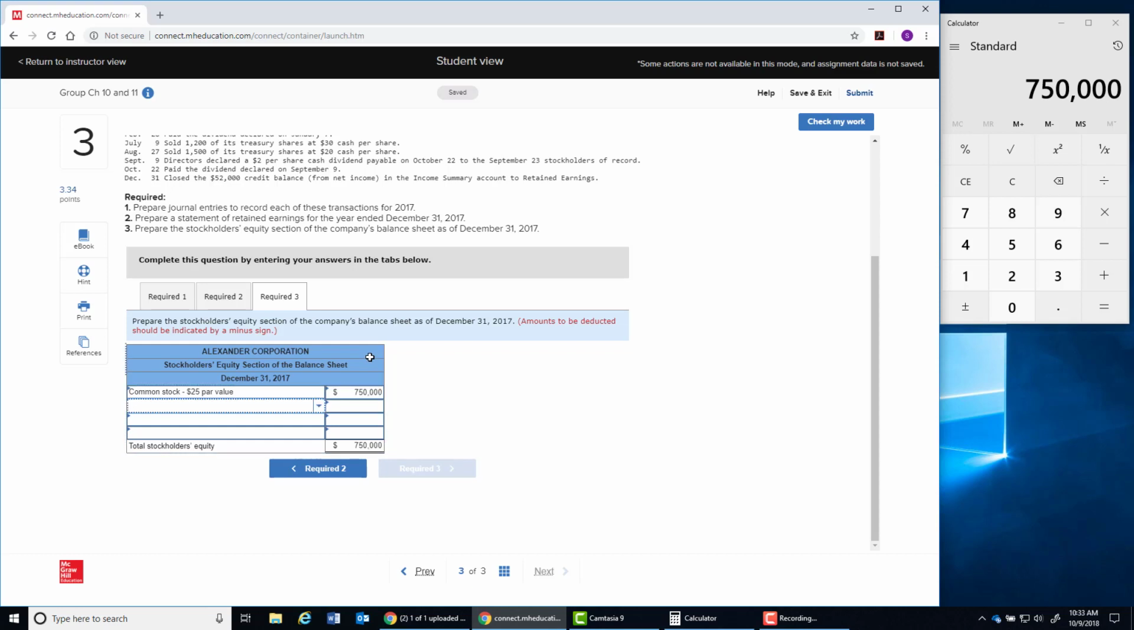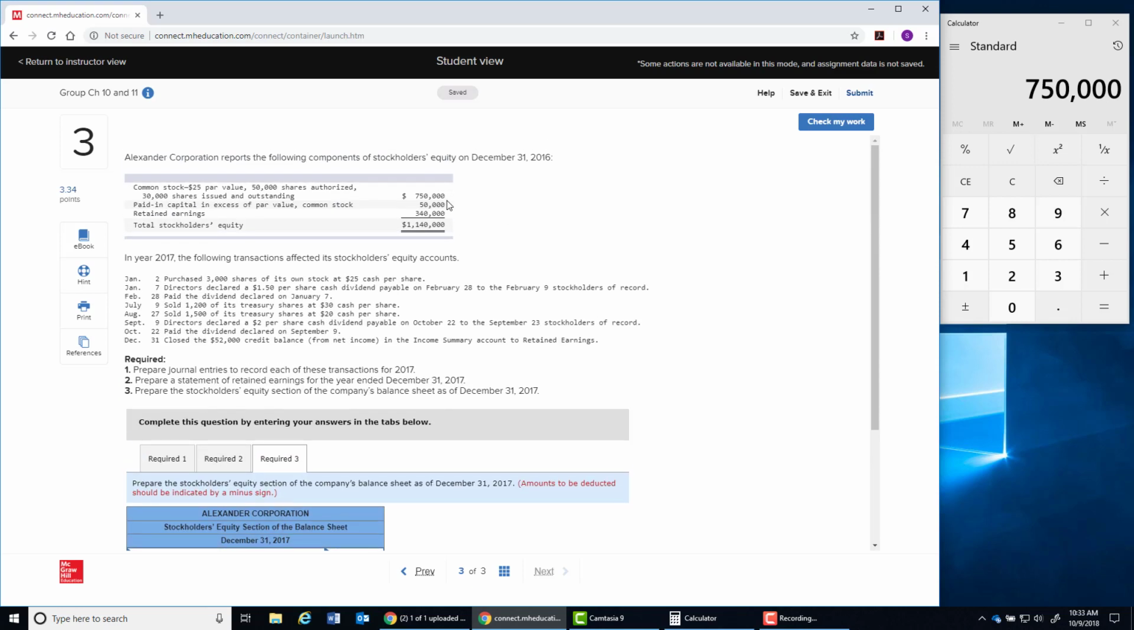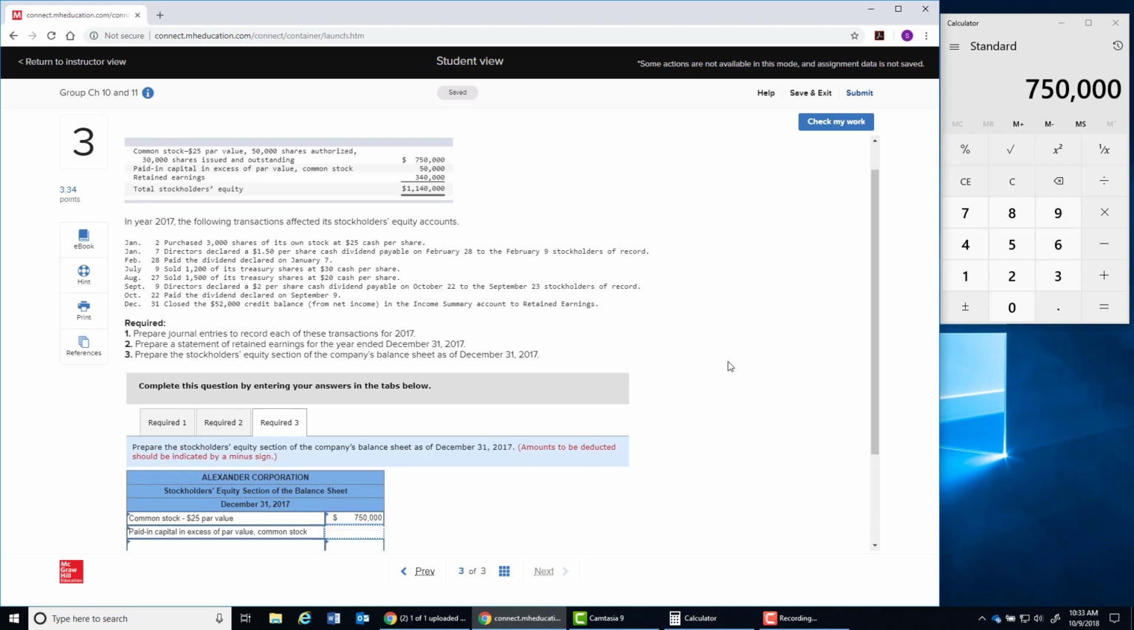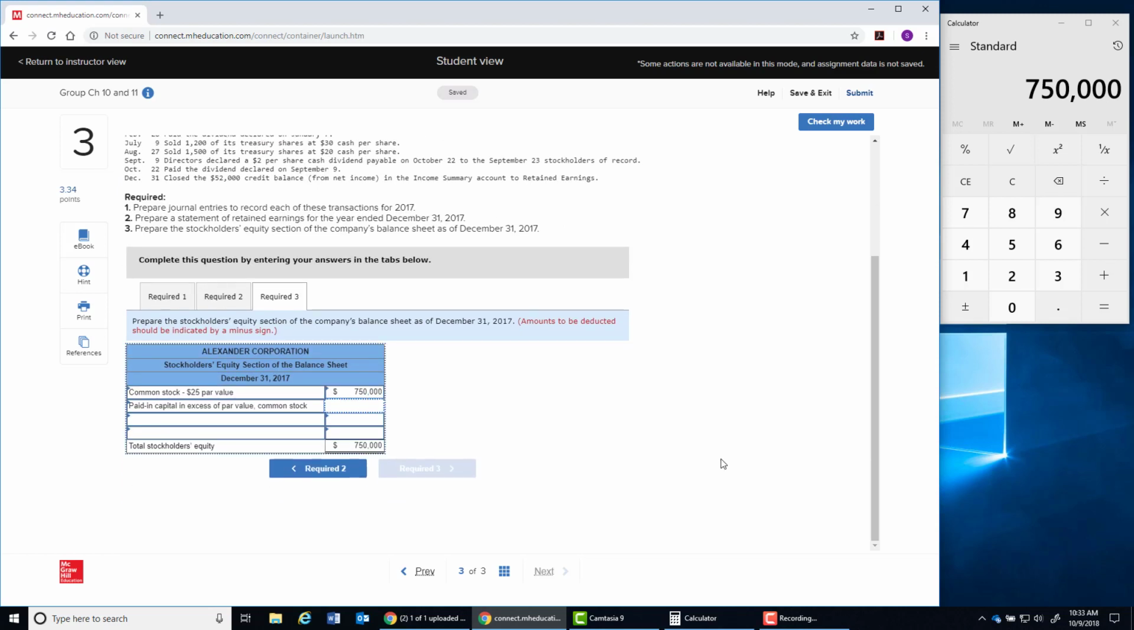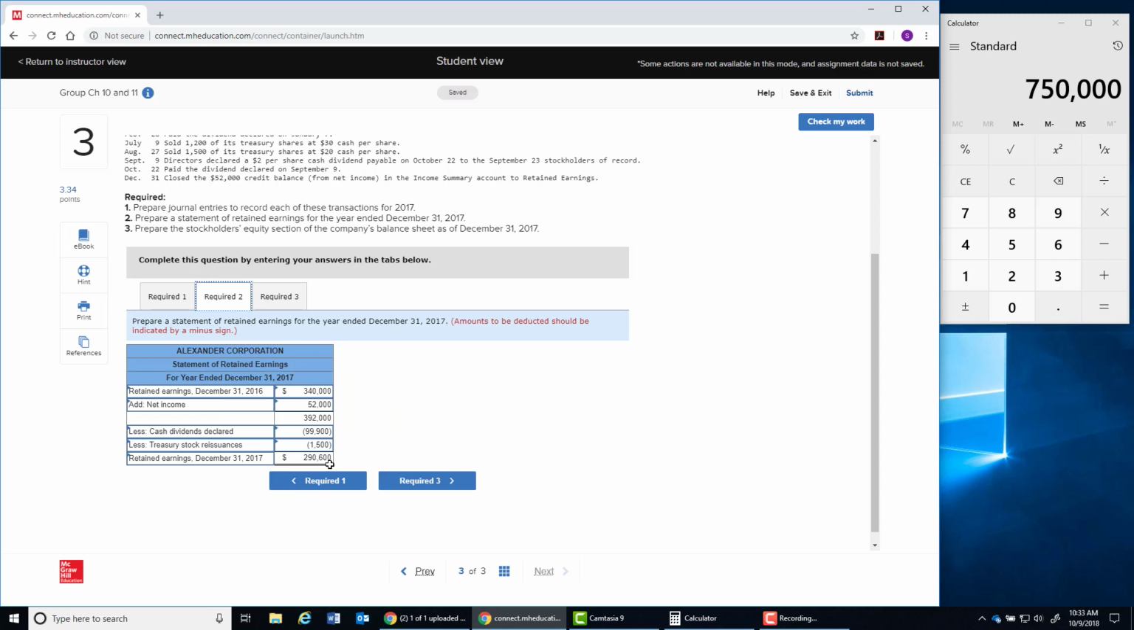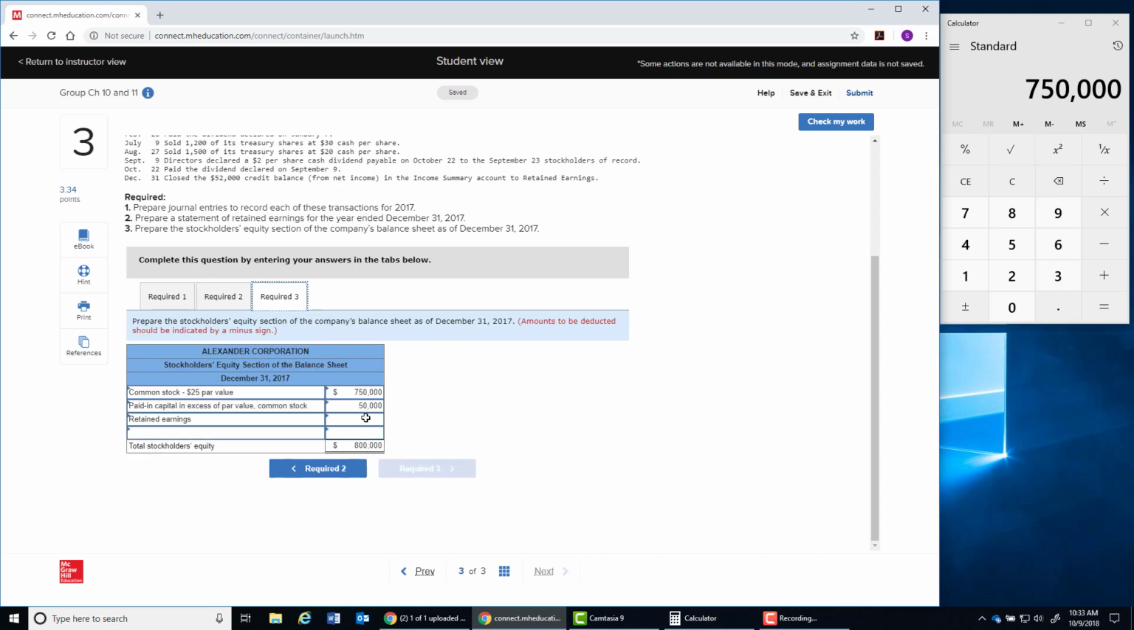It's 750,000, right? And then we had some paid in capital in excess of par value. It's right here. It's still this number. We haven't changed those two accounts at all. The only paid in capital account that we changed was paid in capital treasury stock. So these two things are still exactly the same. Then we usually list our retained earnings. What has happened to retained earnings? Well, we just calculated it. It's in requirement 2. We don't have to go figure it out. We just did this. It's $290,600.